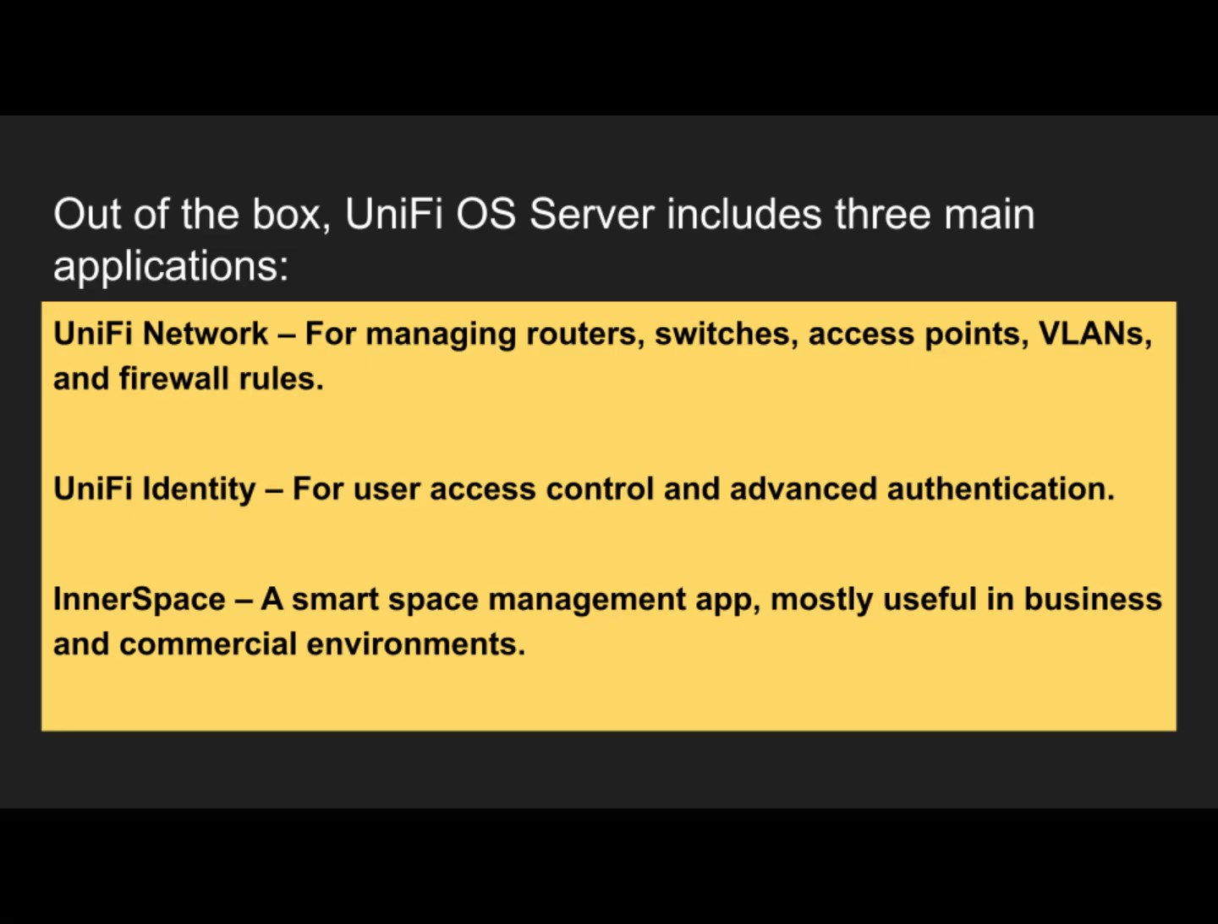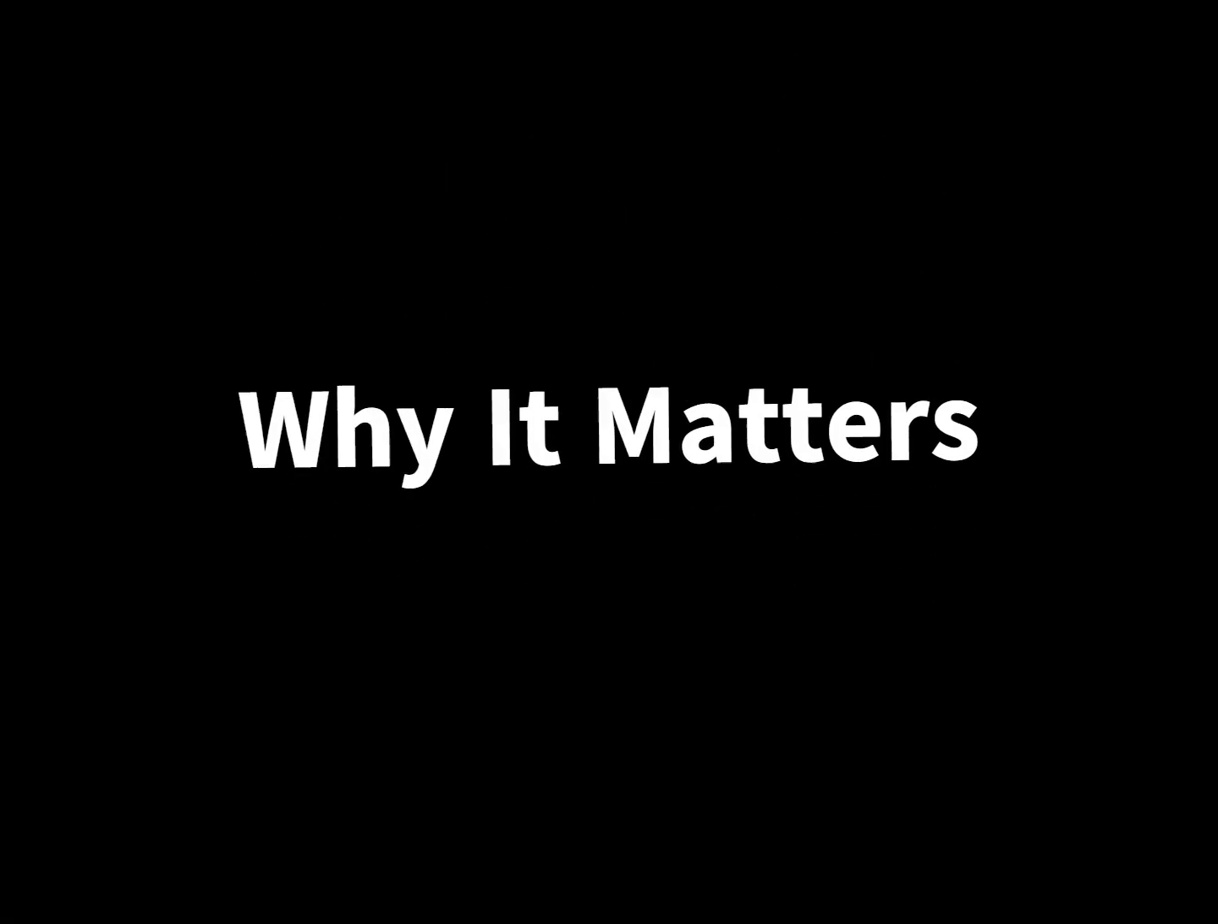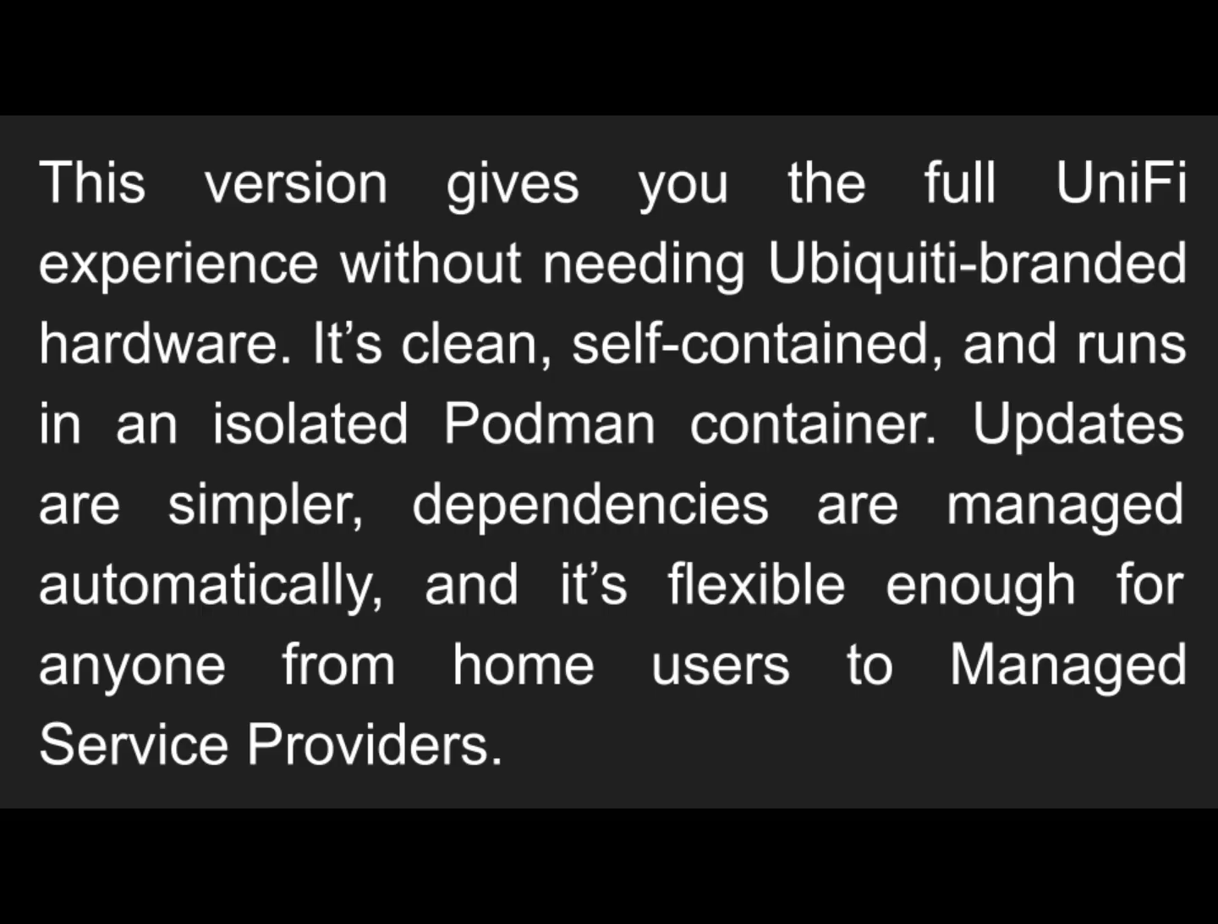And InnerSpace is Ubiquiti's smart environment tool. It's not something everyone will use, but in commercial settings, it lets you manage building occupancy and optimize workspace environments using sensors and presence data. What makes UniFi OS Server so powerful is that you now have the option to run all of this on your own terms. You don't need a Cloud Key, you don't need a Dream Machine. You can use your own server, your own mini PC, or even a cloud VPS if you want remote access. And because the software runs in a Podman container, which is like a modern alternative to Docker, it's clean, it's isolated, and it doesn't mess with the rest of your system.